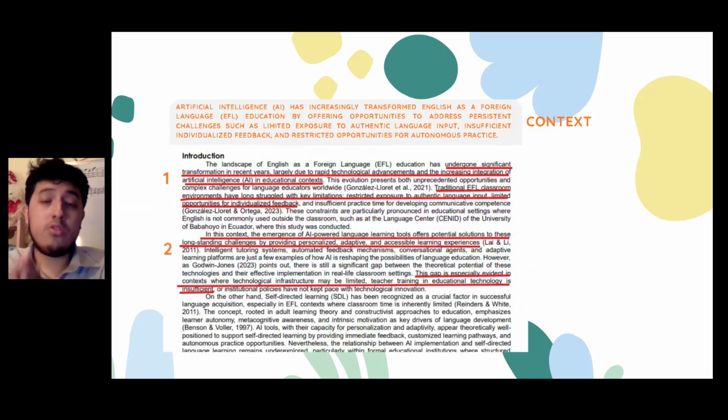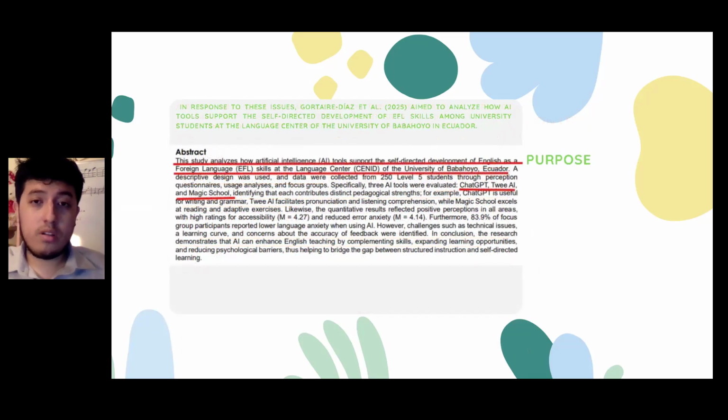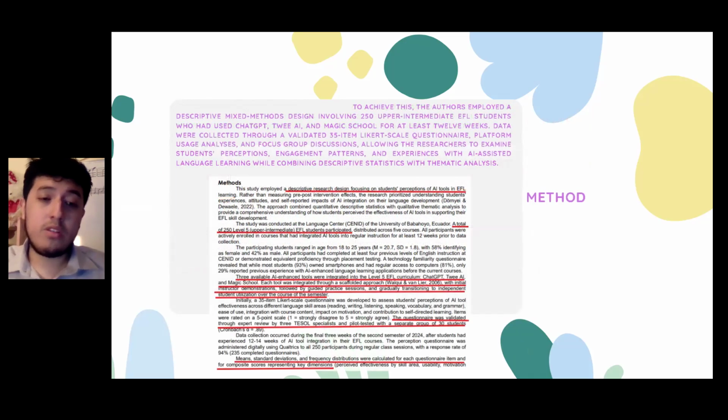So we need to first state the context, and we need to understand it after reading the information. For the context, I chose the introduction, maybe the first and second paragraphs. The purpose I found in the abstract and, obviously, in the method part. But the first information put in the method is not as important as the third paragraph, as you could see.